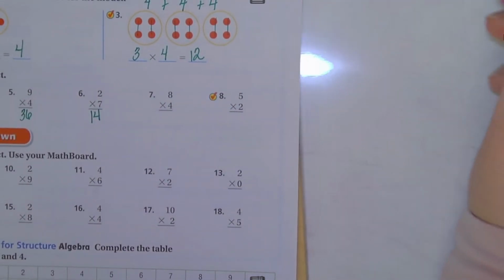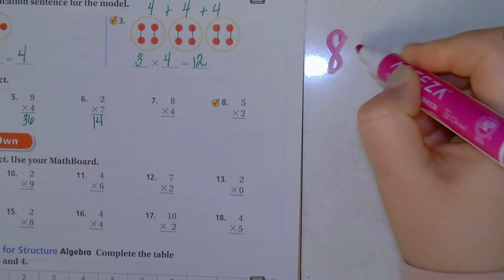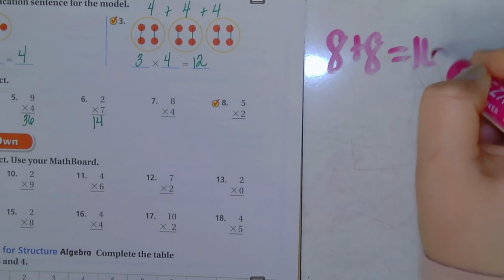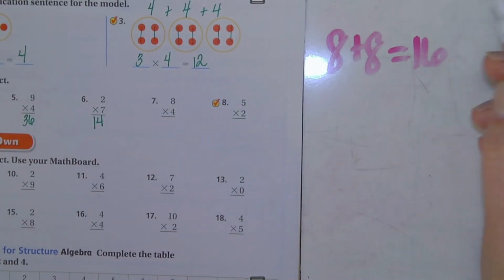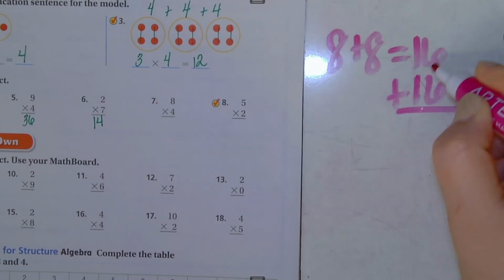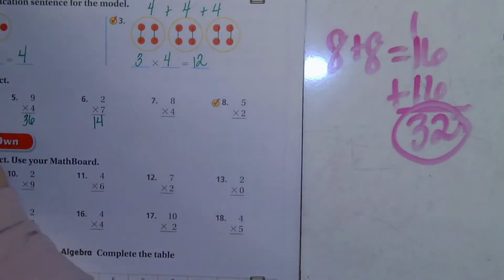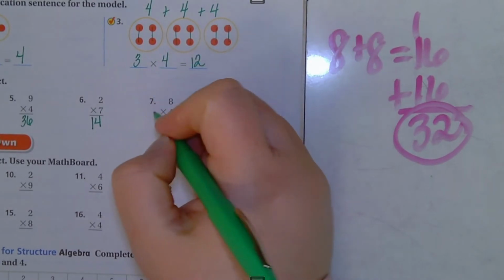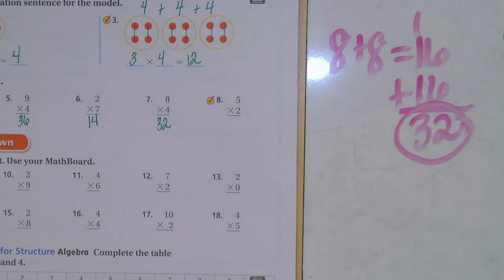8 times 4. Okay. Well, let's double it. So, half of 4 is 2, so let's do 2 8s. So 8 plus 8 equals 16. So now I know that 2 times 8 equals 16, but I need to know 4 times 8. So I have to double my answer. So I'm going to write it again. 16 and 16 is 32. Again, you could have drawn a picture, skip counted, done whatever works best for you. Once you have your facts memorized, you won't have to use all these different strategies.